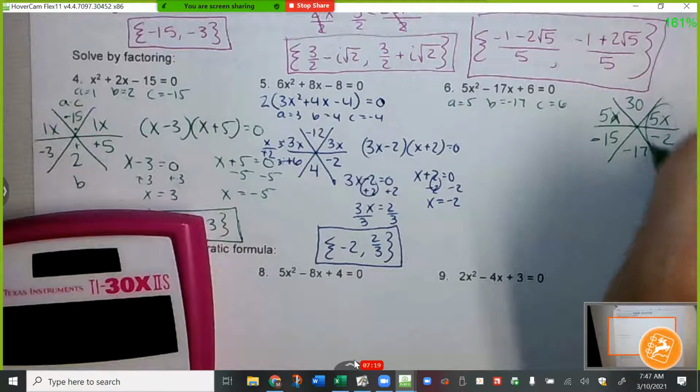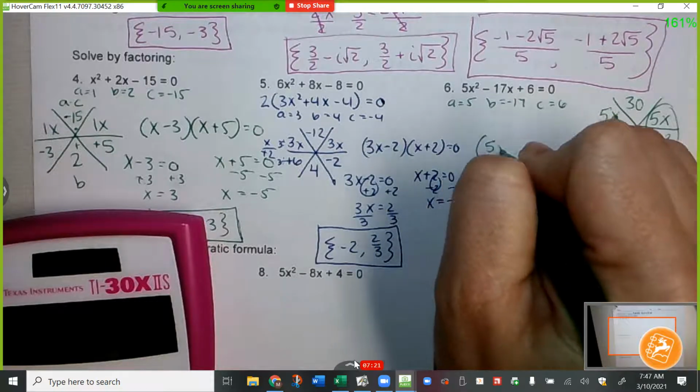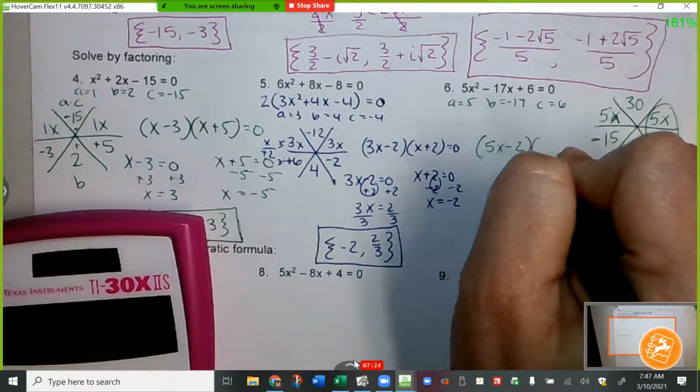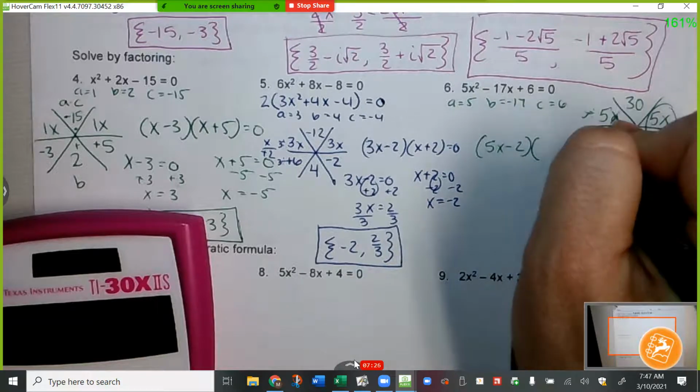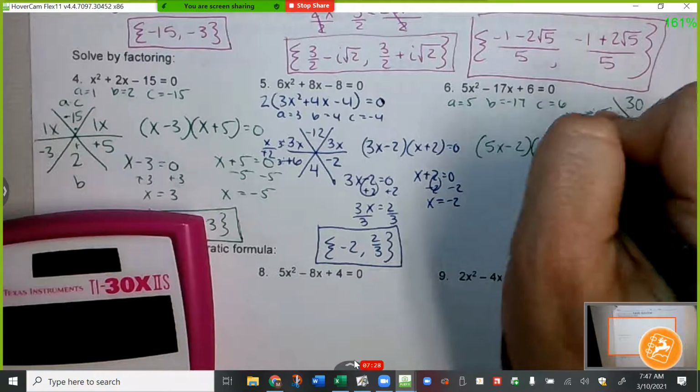5x over 2 doesn't simplify, so I know that's one of my factors. But this does. You can put 5 in both of those. Then you end up getting x over negative 3.